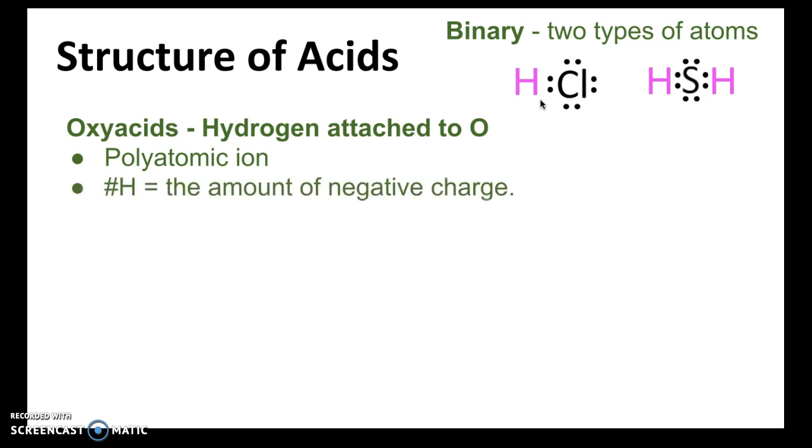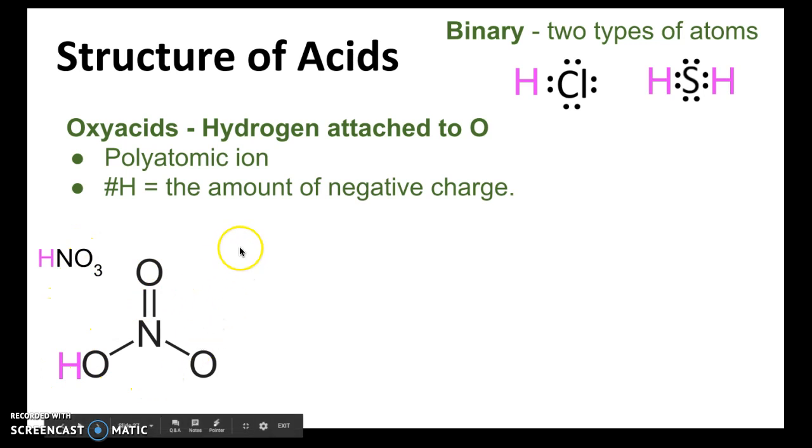And the number of hydrogens is equal to the amount of negative charge. So if you take something like a polyatomic ion like nitrate, NO3 minus, it has a -1 charge. That means we're going to have 1 acidic hydrogen attached to it when we form its corresponding oxyacid. And that hydrogen is going to attach to the oxygen.